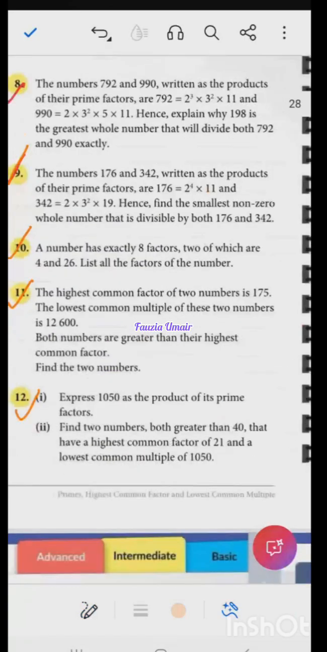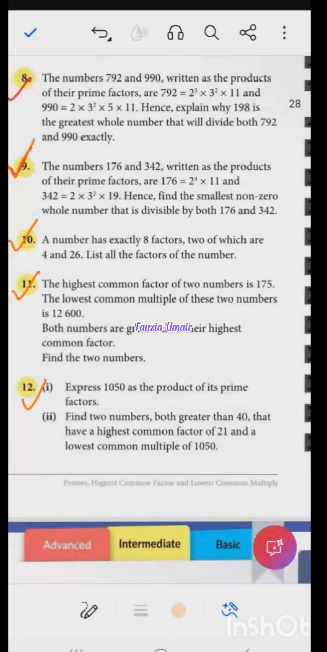Question number 8 says the numbers 792 and 990 are written as the product of their prime factors. Okay, prime factorization is already done. So we need to explain why 198 is the greatest whole number that can divide both. From this statement, you can already see that 198 is smaller.